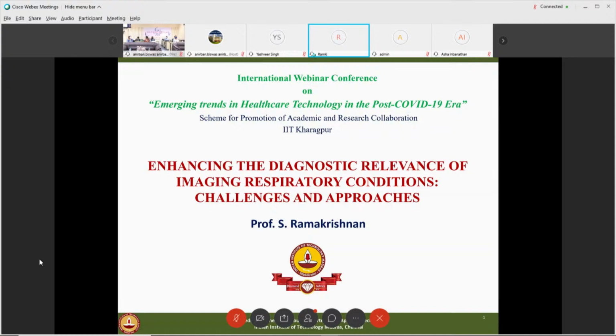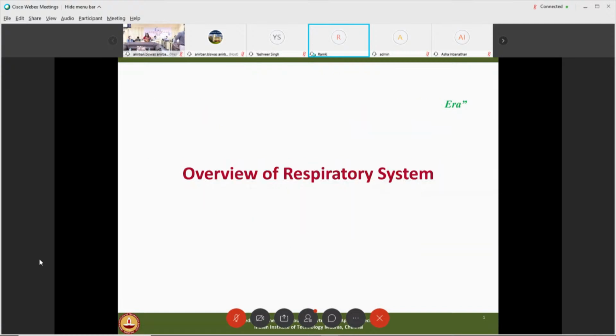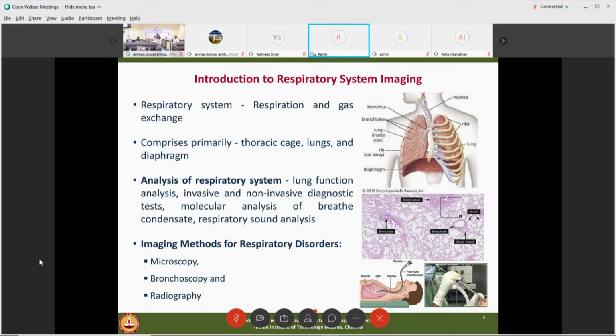I just wanted to discuss today enhancing the diagnostic relevance of imaging in respiratory conditions, challenges and approaches. As I was introduced, I'm a professor in biomedical engineering. I'll start briefly, because imaging of the respiratory system is a key field in itself, and very dynamic changes are happening. So I would like to give a simple overview of what we could do, and what future directions we will have in terms of research and the need. With this, I would like to start. If you look at respiratory system imaging.